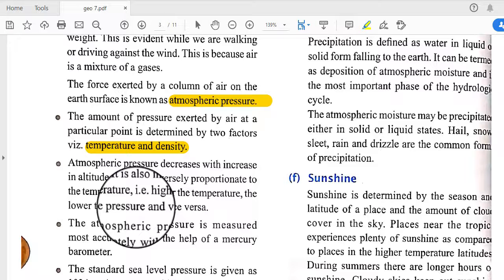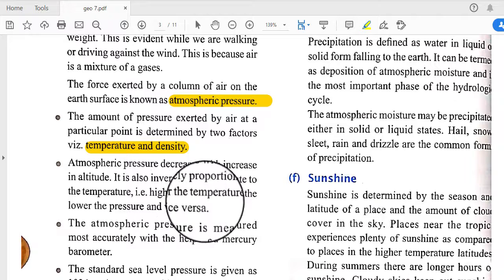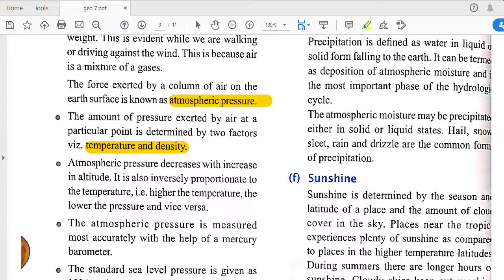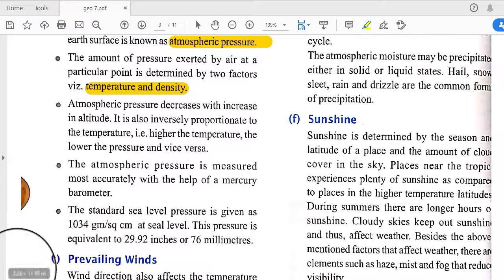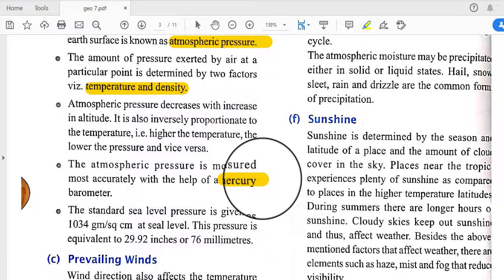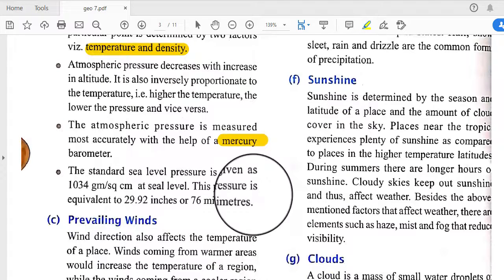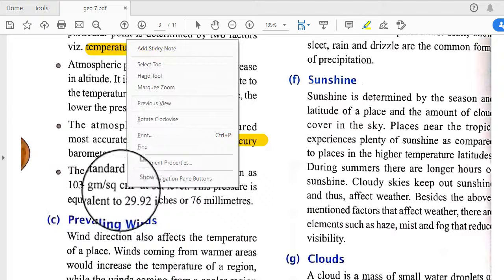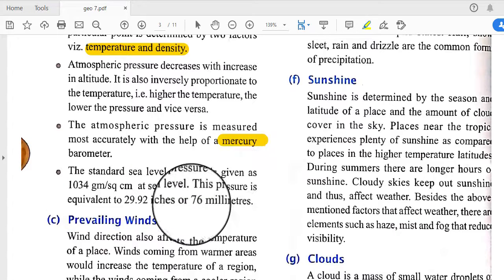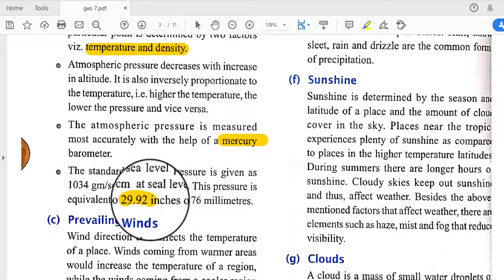It is also inversely proportionate to the temperature, because the higher the temperature, the lower the pressure, and vice versa. The atmospheric pressure is measured most accurately with a mercury barometer. With the help of a mercury barometer, we can easily measure the atmospheric pressure, and the standard sea level pressure is given as 1034 grams per square centimeter at sea level, and this pressure is equivalent to 29.92 inches or 76 millimeters.